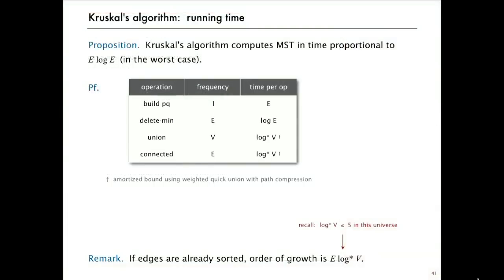One thing to note is that if the edges come in sorted order for some reason, it's almost linear. The order of growth is E log star V. Actually, we don't always have to sort them. In real life situations, we can stop when we get the V-1 edges in the MST. When we have those V-1 edges, we can stop, and usually in practical situations that's way before we see all the edges in the graph. So that's Kruskal's algorithm for computing the MST.